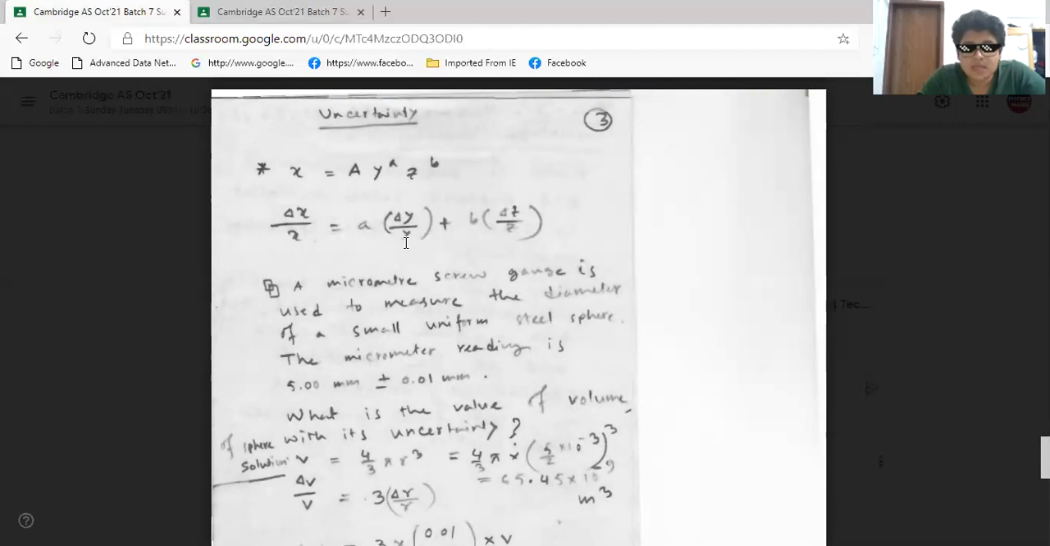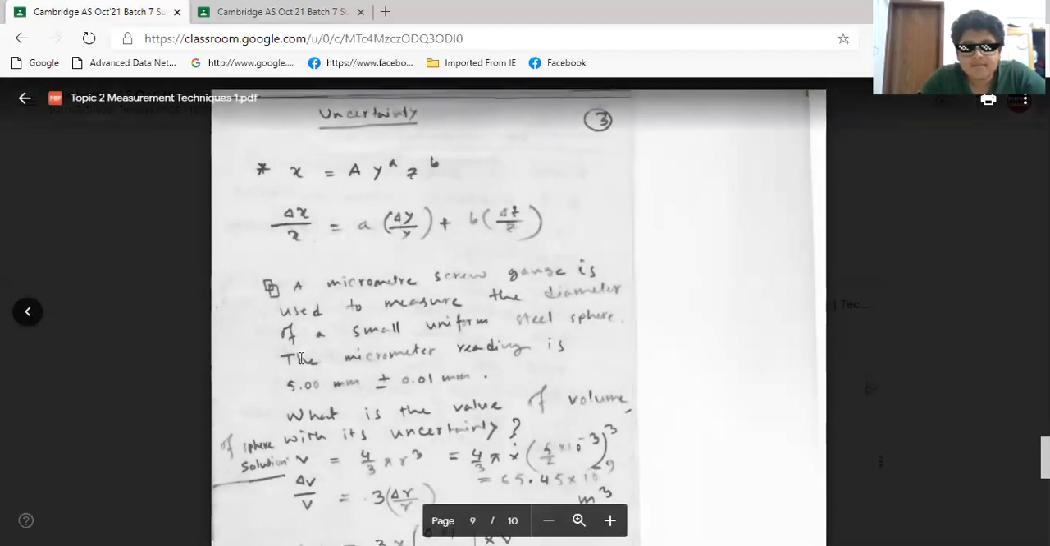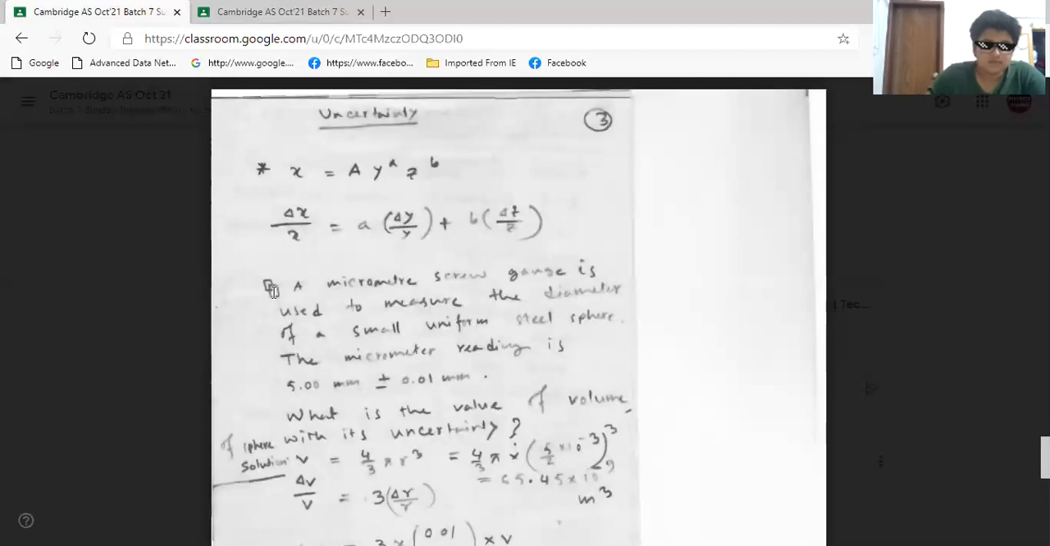I gave you one example here to get the application of this formula. Can you read this? A micrometer screw gauge is used to measure the diameter of a small uniform steel sphere. The micrometer reading is 5.00 millimeter plus minus 0.01 millimeter. What is the value of the volume of the sphere with its uncertainty?